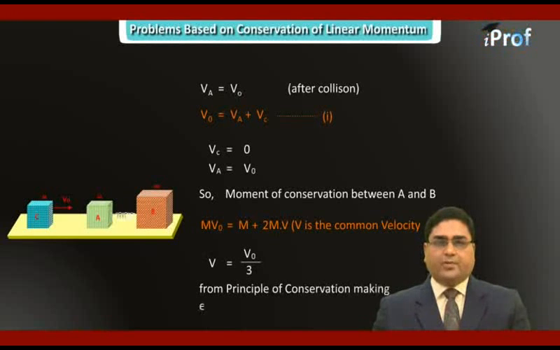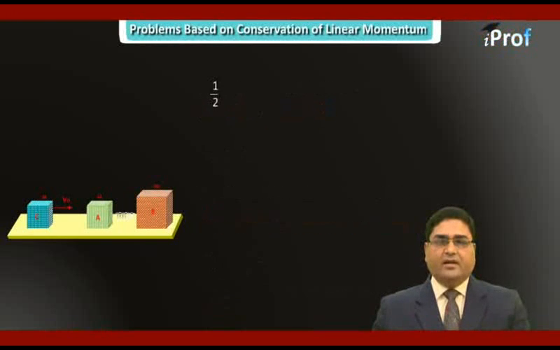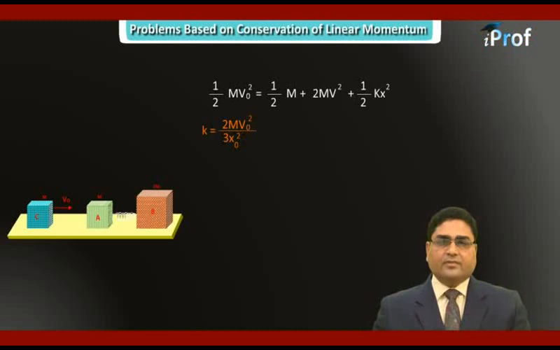Now from principle of conservation of energy, we can write half m v naught square equal to half (m plus 2m) v square plus half kx square. That gives us k equal to 2m v naught square upon 3 x naught square. That is spring constant of the spring.